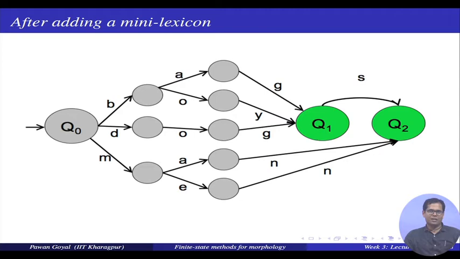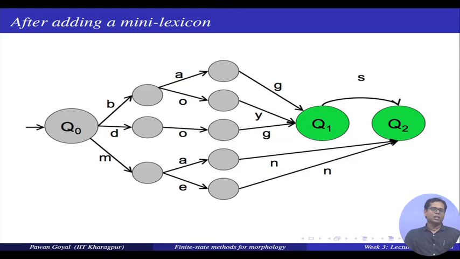Now, given this figure, can you recognize words like boys easily? Yes, I start with Q0. When I get the letter B, I go to the next state. O, I go to another state. Y, I go to Q1. And S, I go to Q2. So I can recognize boys, I can recognize boy, man. All this can be recognized by this automaton. I can further expand it to include other words in my vocabulary.